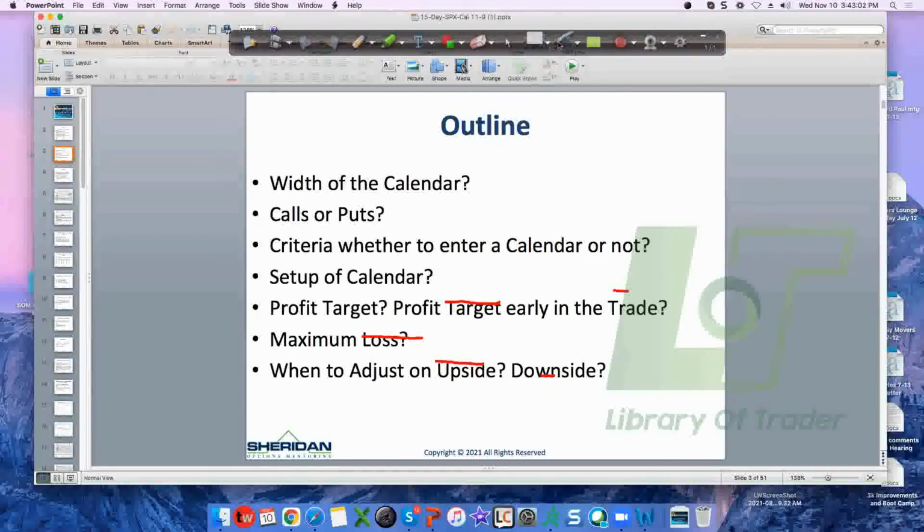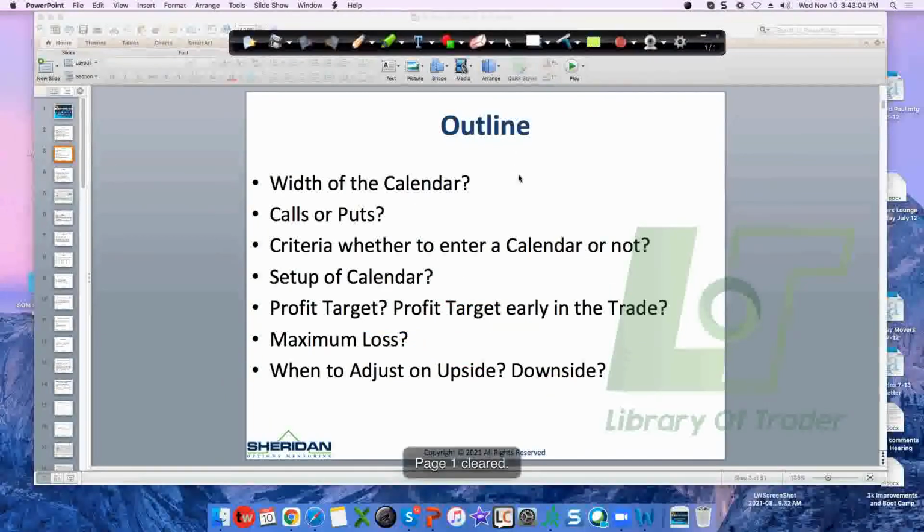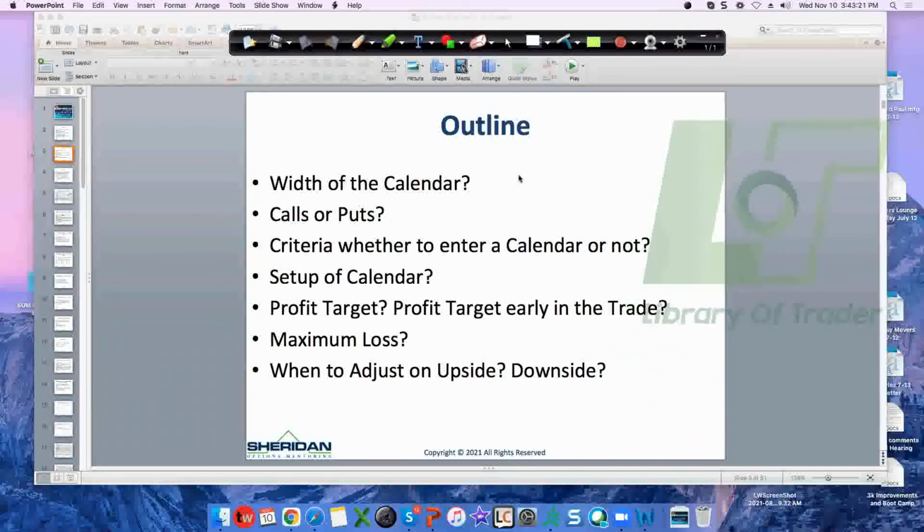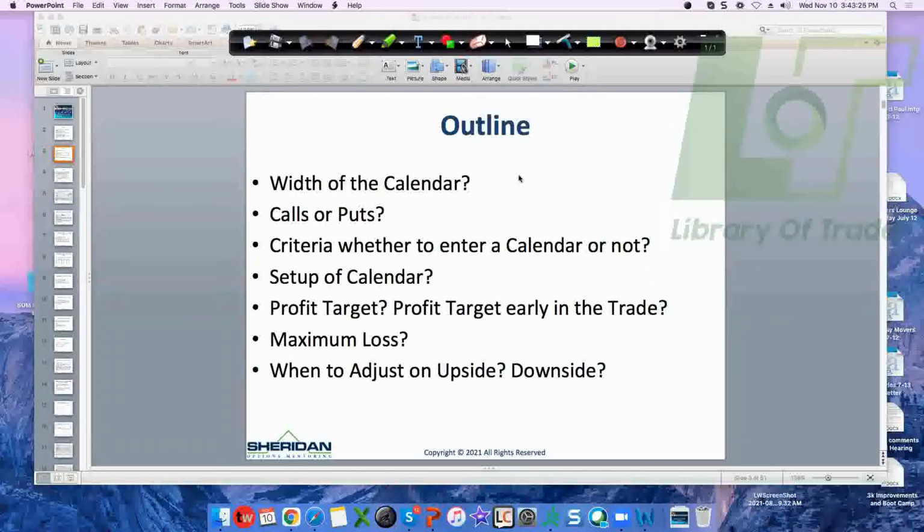Finishing with some other things on the outline over the two-part series, not all right away. It'll take two videos to do this. You'll see part one and part two. Width of the calendar. How far should our long be from our short? Do we do the call calendar or put calendar? Criteria whether to enter a calendar or not.